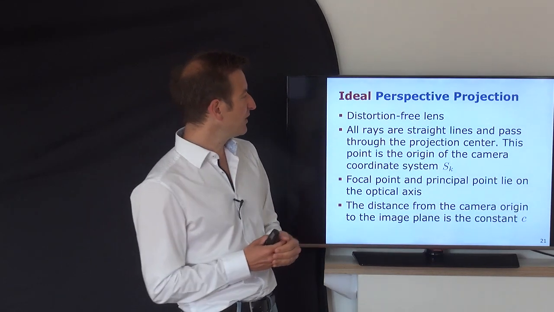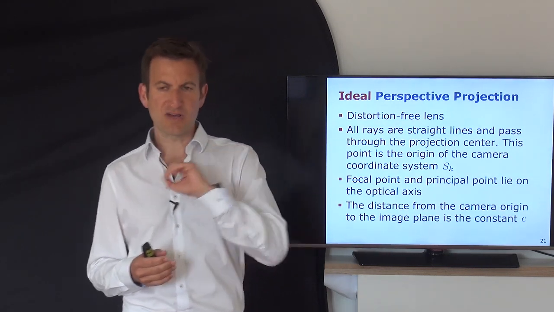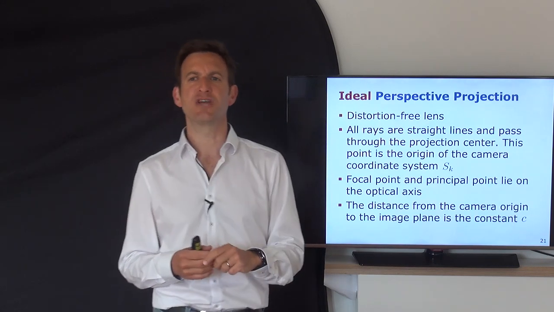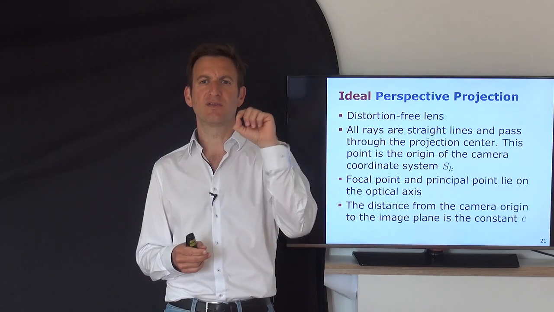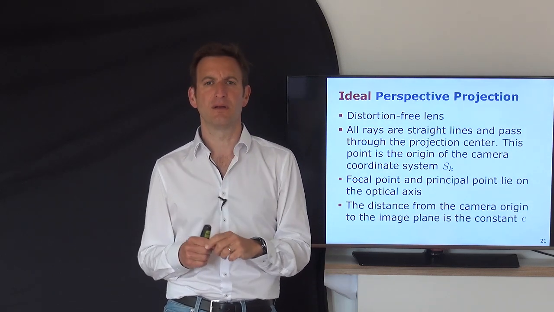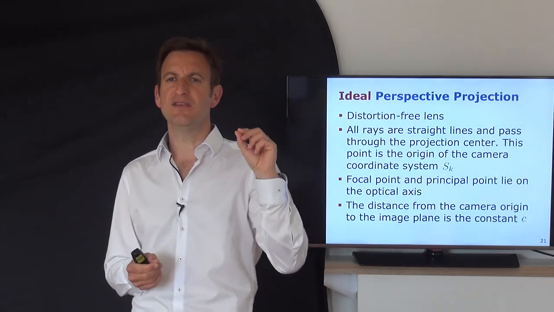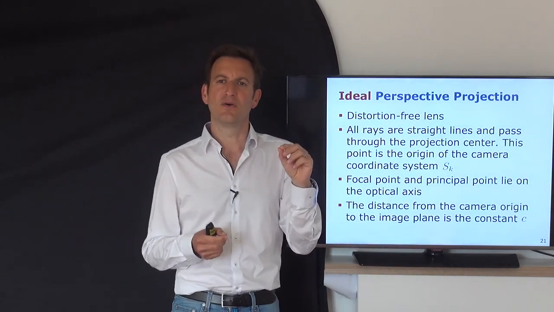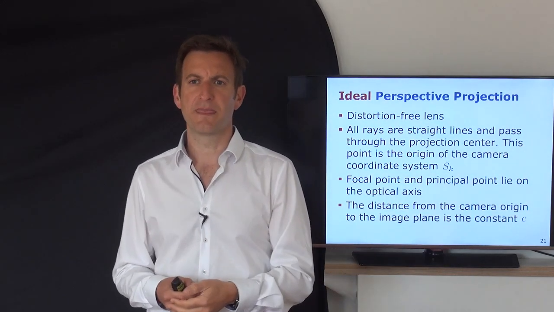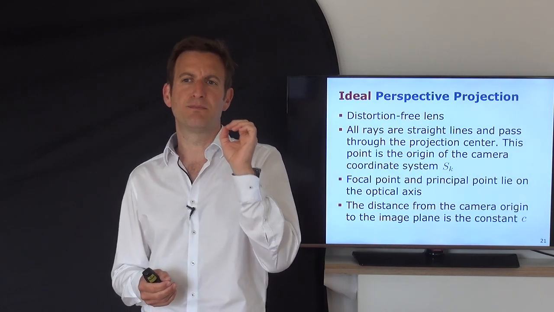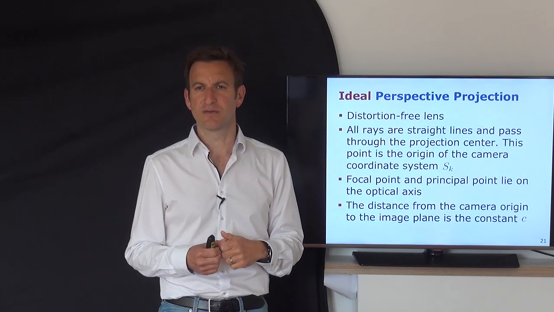But the assumption that we're doing here is that the lens is perfect, and also all rays are straight lines, and they pass through the projection center of the camera. So all rays will pass through one single point. So it's kind of the perfect pinhole. Again, something which is not the case because the pinhole is not infinitesimally small. So it has a certain size, and therefore this is not exact what we are doing here. And this point, this pinhole point, defines the origin of our camera coordinate system.